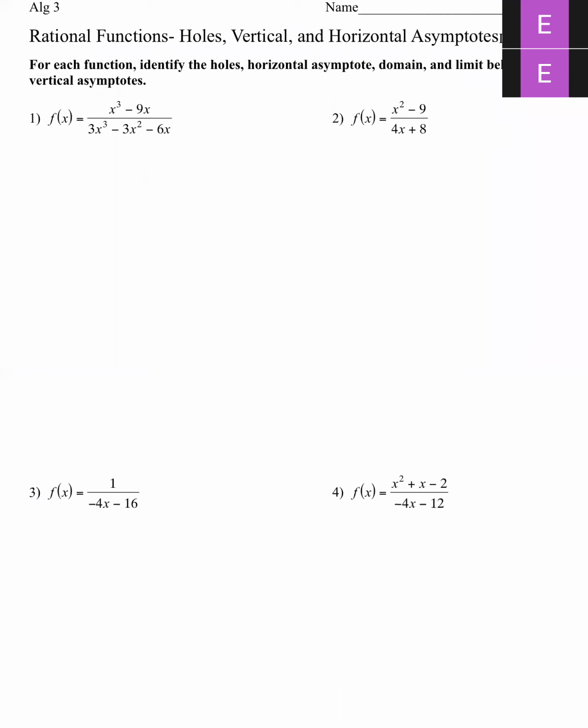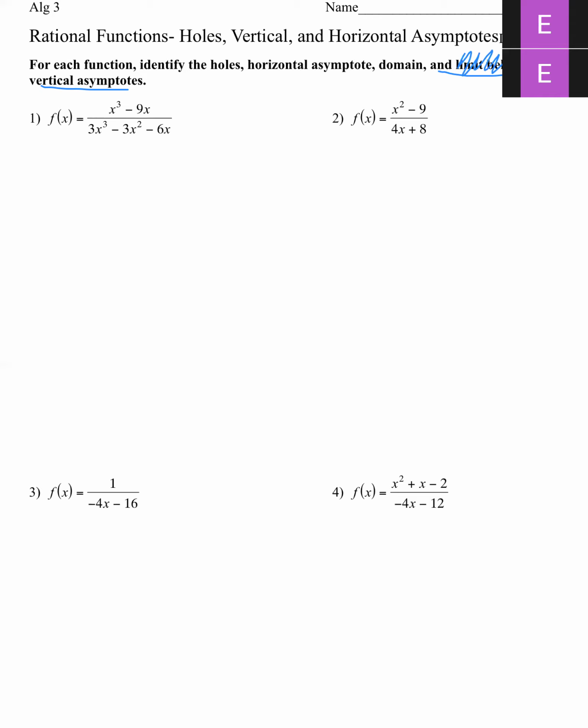First, let's just read the directions. It says, for each function, identify the holes, the horizontal asymptote, the domain, and I know this last bit says the limit behavior at all vertical asymptotes. This software doesn't give me an option to just pick vertical asymptotes, so you're going to ignore this limit behavior business. We're just going to find the vertical asymptotes. And I'll show you how to look at their answer key and see what the vertical asymptotes are, because it's got that limit stuff that you're not really going to touch until pre-calc. So let's look at number 1.